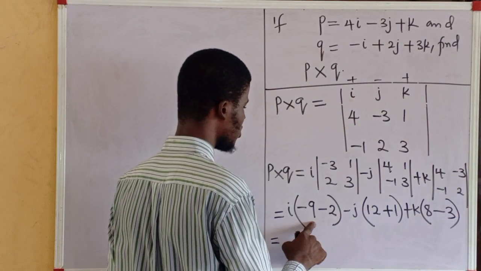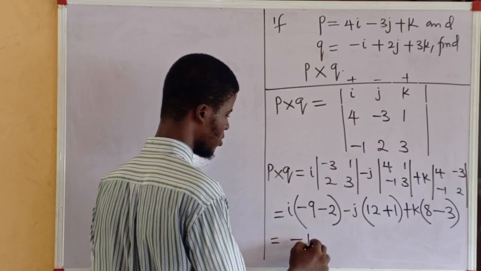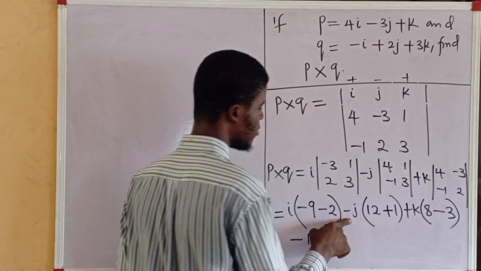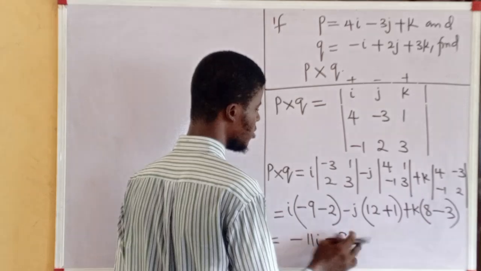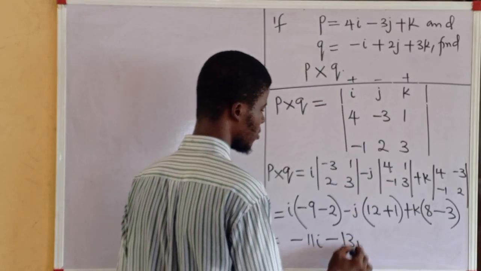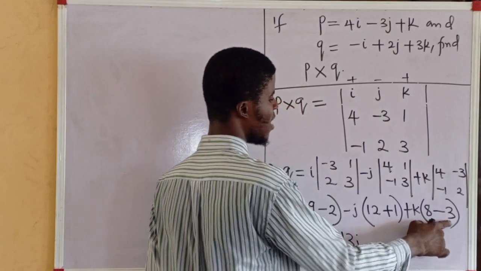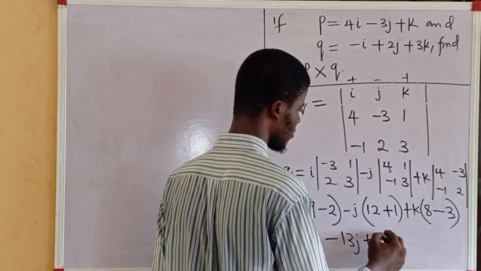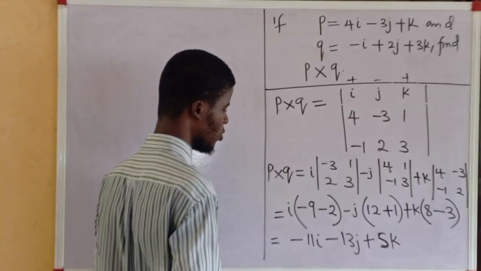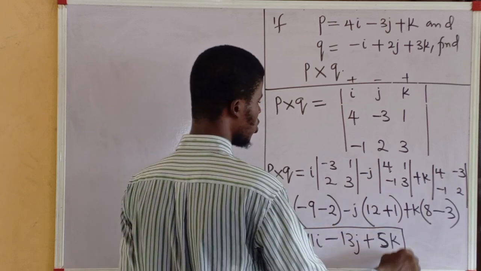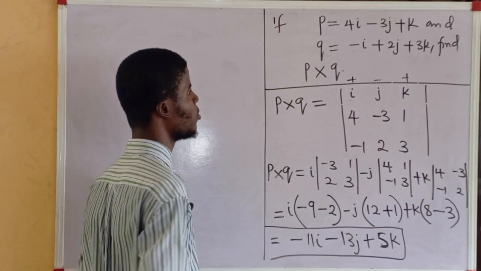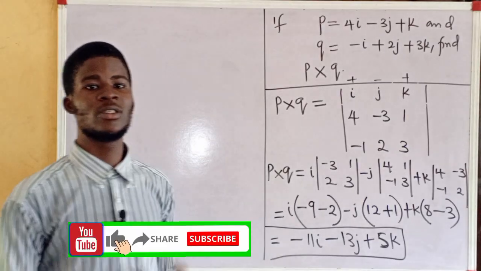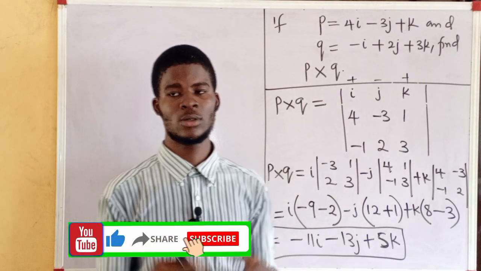Minus 9 minus 2 is minus 11 times i, minus 11i. 12 plus 1 is 13 times minus j, minus 13j. 8 minus 3 is 5 times k, that's plus 5k. So this gives the cross product or the vector product of p and q. Alright, so this is it for vector product, cross product.